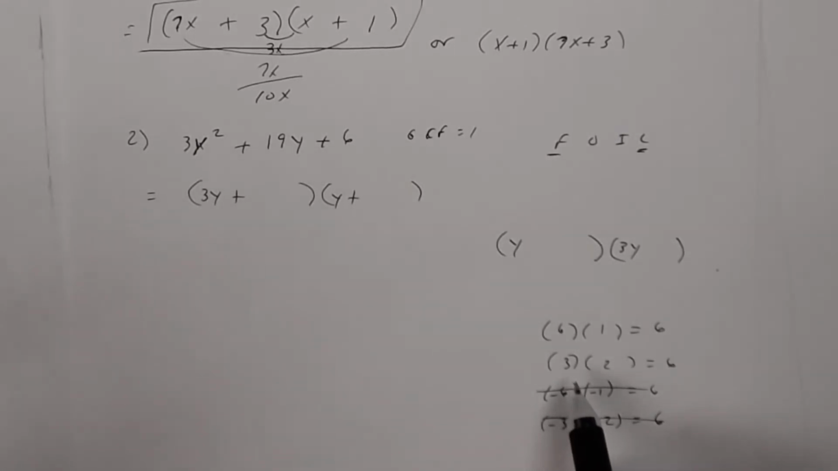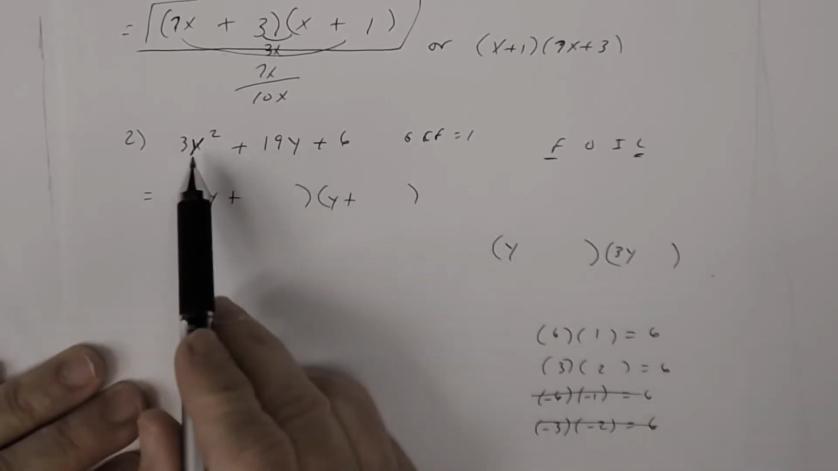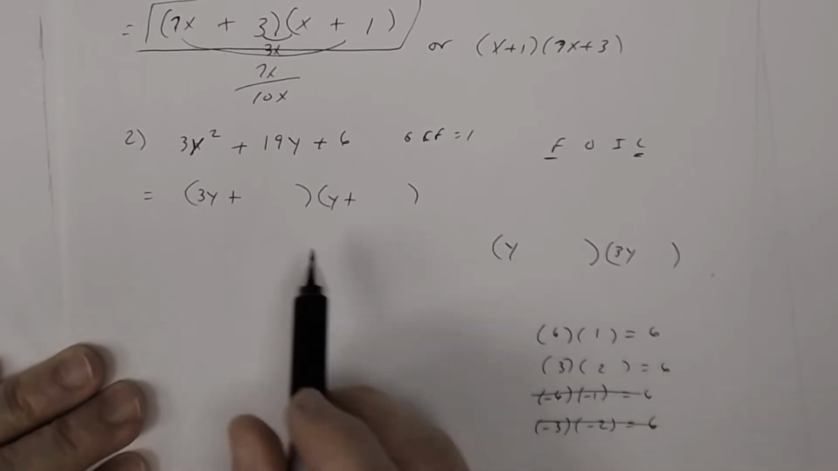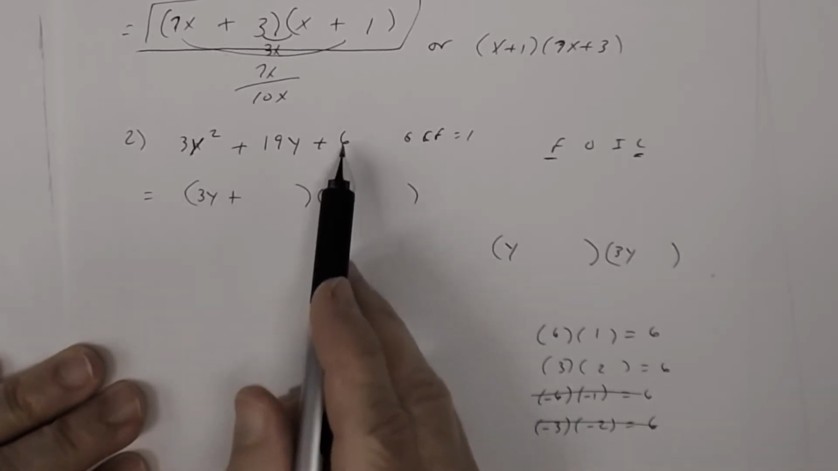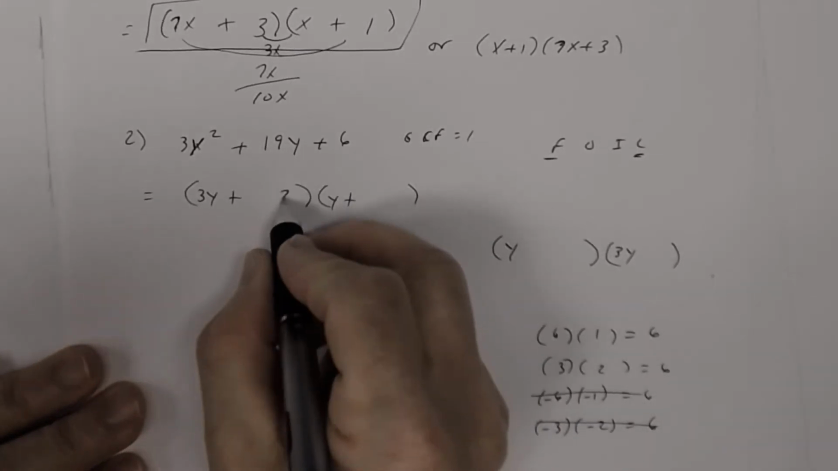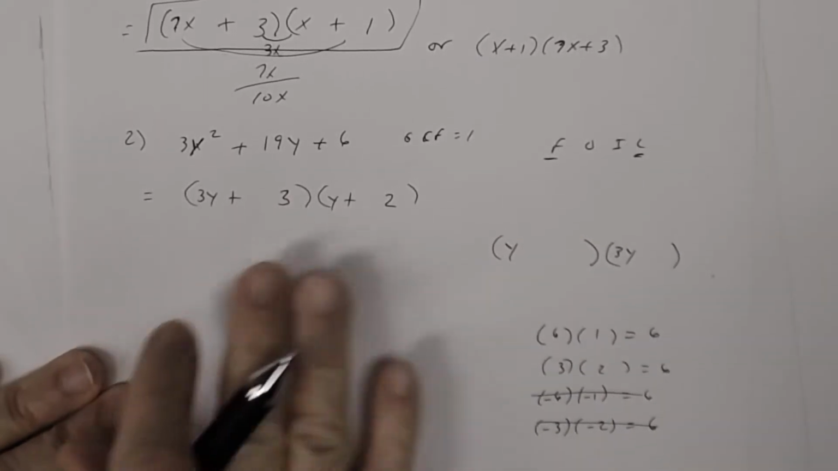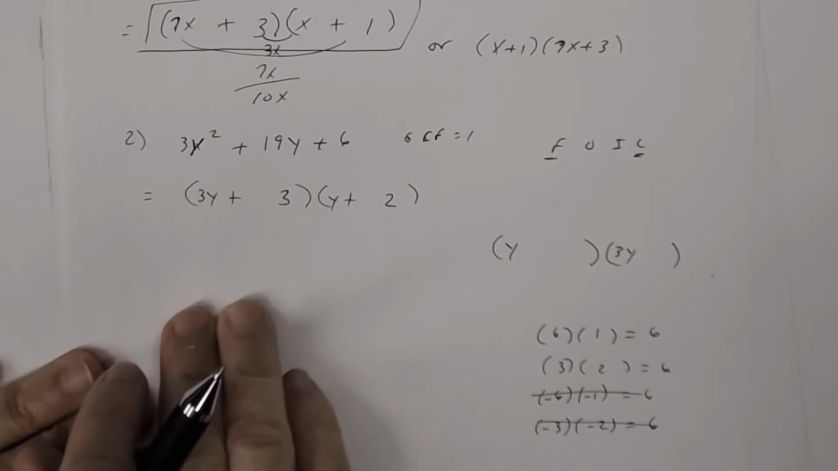Now listen carefully to what I'm about to say, and that's important. So remember, the GCF is 1, right? GCF is 1. So if I say 3 times 2 is 6, and I put the 3 here and the 2 here, I know right away, before I even check, I know right away that cannot be.